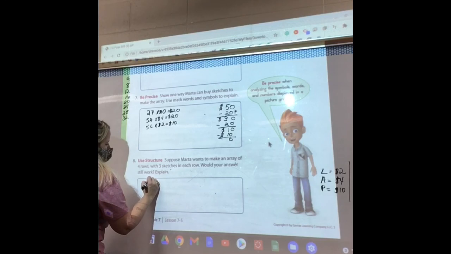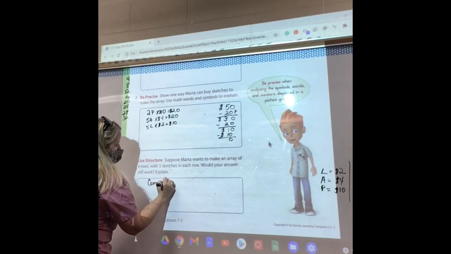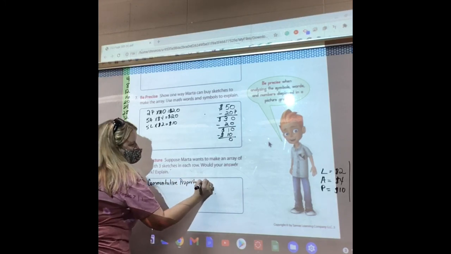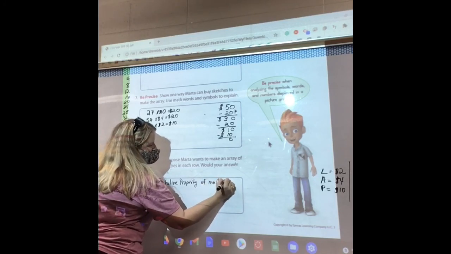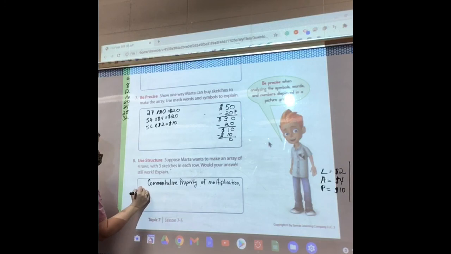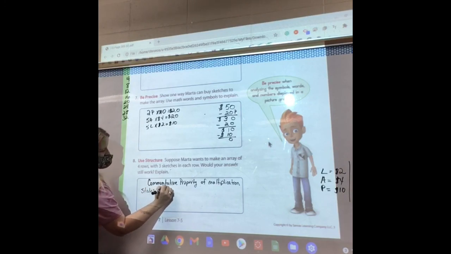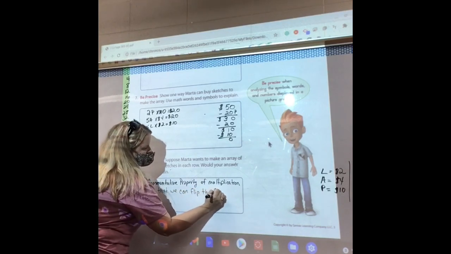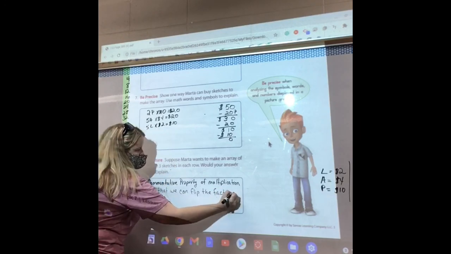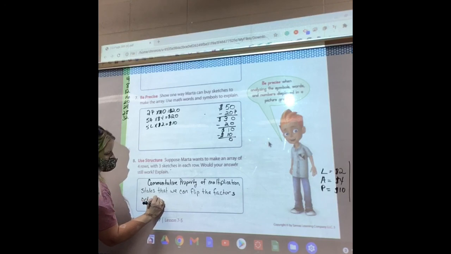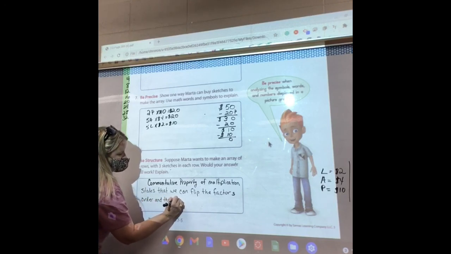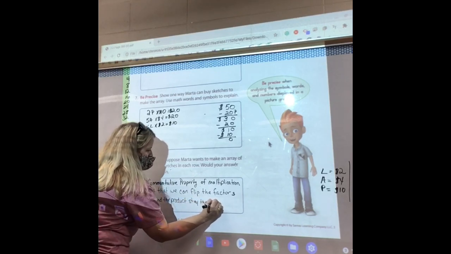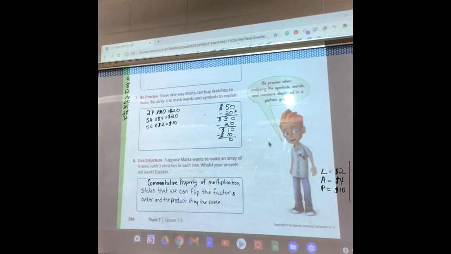Commutative. Commutative property of multiplication states that we can flip the factors' order and the product stays the same. Okay, there we go. And we're done with 7-5.